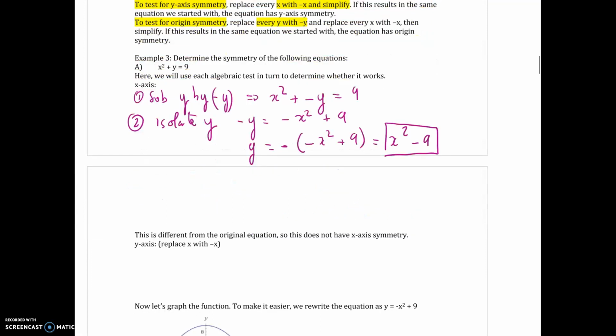So when I compare with the original equation right there, y equal negative x squared plus 9, I can clearly see that the original function y equal negative x squared plus 9 does not look the same as y equal x squared minus 9. Therefore, I end up saying that x is not an axis of symmetry.